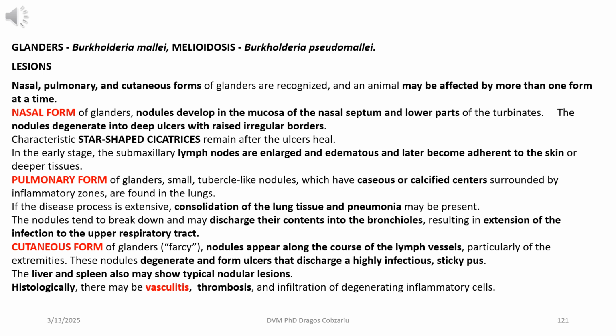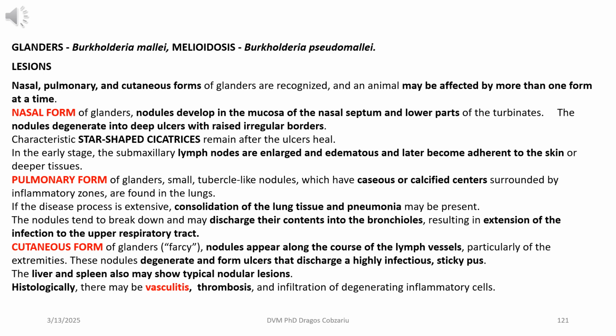In the early stage, the submaxillary lymph nodes are enlarged and edematous and later become adherent to the skin or deeper tissues. In the pulmonary form of glanders, small, tubercle-like nodules, which have caseous or calcified centers surrounded by inflammatory zones, are found in the lungs. If the disease process is extensive, consolidation of the lung tissue and pneumonia may be present. The nodules tend to break down and may discharge their contents into the bronchioles, resulting in extension of the infection to the upper respiratory tract.